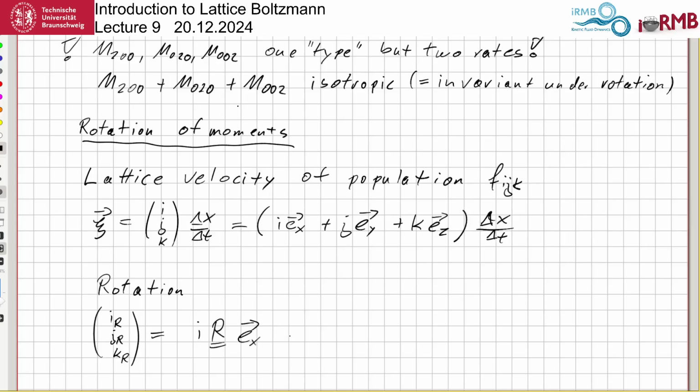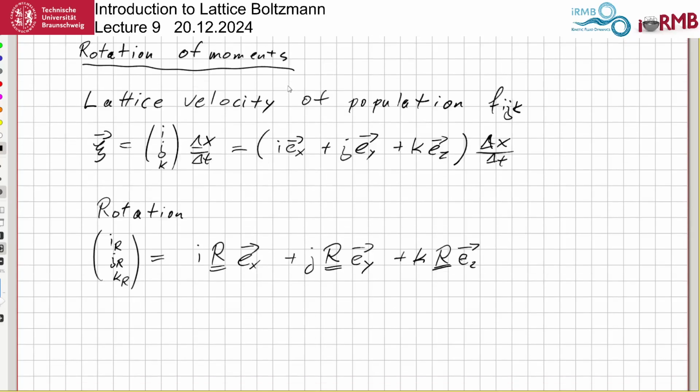times the first vector, plus j times the rotation matrix times the unit vector in y direction, plus k times the rotation matrix on the unit vector of z. Why do I always say rotation vector? So this will turn ijk into iR, jR, and kR. So now I hope you're familiar with rotation matrices.